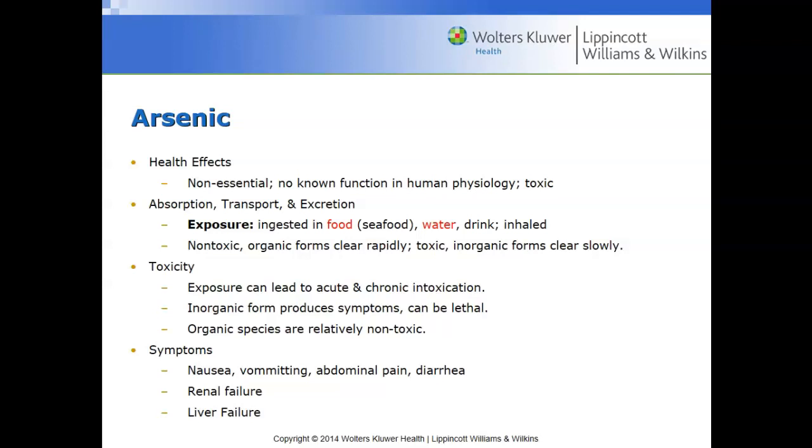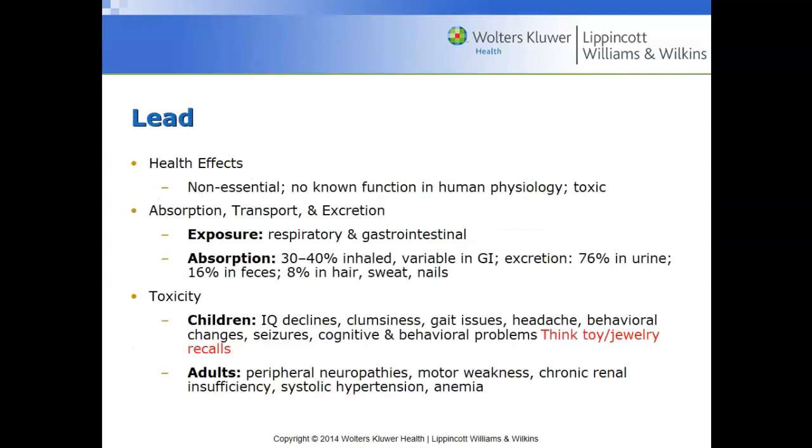The important thing to know is that the symptoms are nausea, vomiting, abdominal pain, diarrhea, and that can lead to renal and liver failure. Exposure can lead to acute and chronic intoxication. And if you like to watch the Poisoners shows or Deadliest Women, that kind of thing, or movies, arsenic is a common poison that's used and discussed in those types of documentaries.